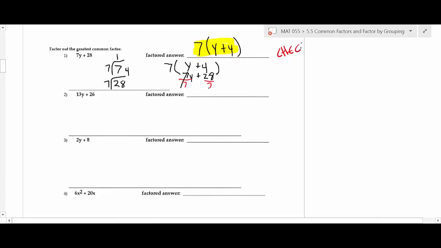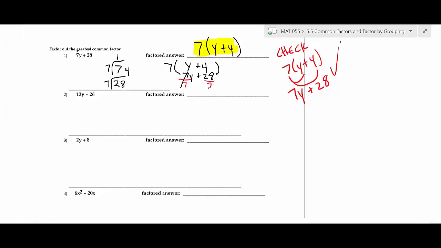You multiply it out, right? You can do this in your head, guys. Okay, if you do the distributive property, what do you get? 7 times y is 7y. 7 times 4 is what? 28. We're back to the beginning, so we're right. 100% every time you factor anything, you can tell you're right. Okay, and you want to take advantage of that.